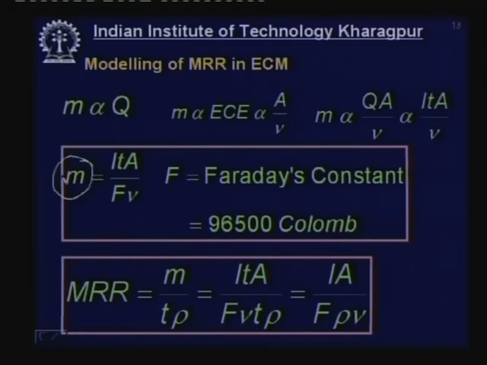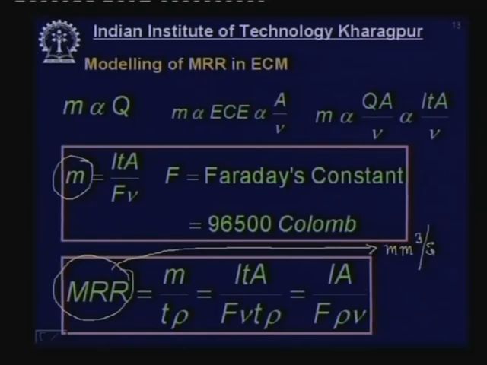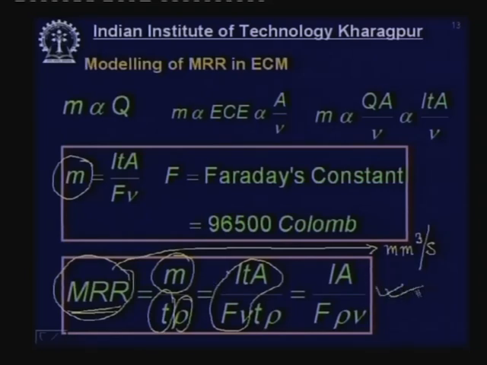Now, we want to get material removal rate. Material removal rate, if you remember, is typically expressed in volume, millimeter cube per second or millimeter cube per minute. So, the amount of material dissolved divided by time gives kg per second, and dividing by density will give you material removal rate. So, the earlier expression was I T A by F V, that stays, which is divided by T and by rho. So, we get this particular expression.